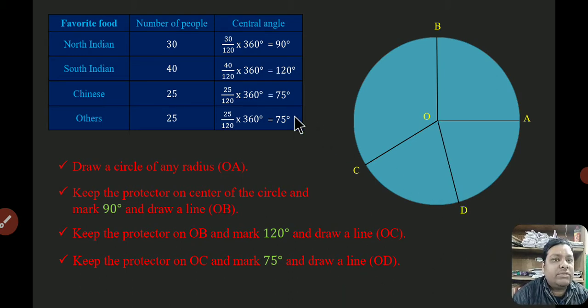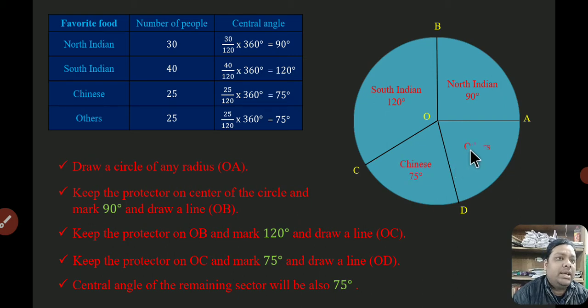After that, after 75 degree, only one sector left. That will be 75 degree, simple. So there is no need to draw it. So the central angle of the remaining sector will also be 75 degree. Now we will mark it. This is 190 degree, so we will say it North Indian. It is 120, so it is South Indian. It is Chinese, so it is 75 degree, and the remaining sector is others, so 75 degree again. Done. So like this we can draw it.